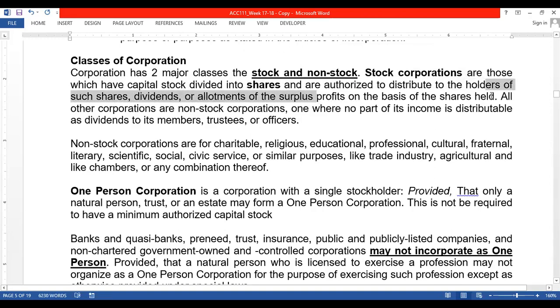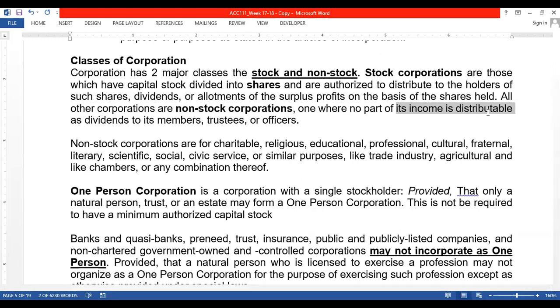So on the basis of the shares held, all other corporations are considered non-stock corporations. So usually these are not-for-profit corporations. Usually only, okay. One where no part of its income is distributable because they are not created for profit. They are just created maybe for foundation or charitable purposes. So as dividends, members, trustees, or officers. So the owners are called members, trustees, or officers. Earlier, in terms of stock corporation, the owners are of course called shareholders or stockholders.